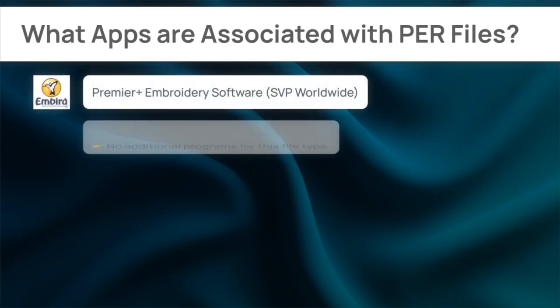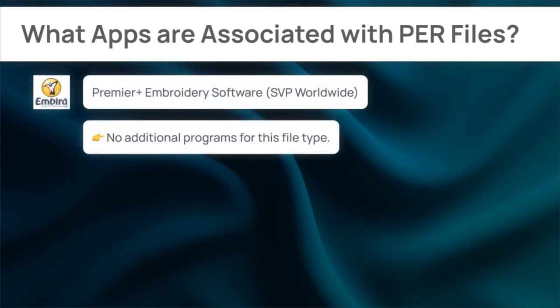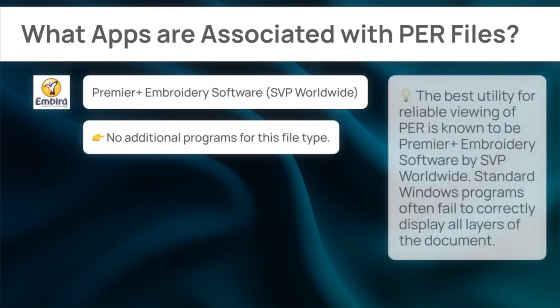This PER file is handled by the industry-standard tool, Premier Plus Embroidery Software from SVP Worldwide. Standard Windows programs often fail to correctly display all layers of the document. Windows can show file icons but not design details, so proper access requires embroidery applications.